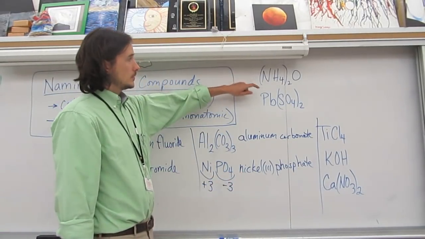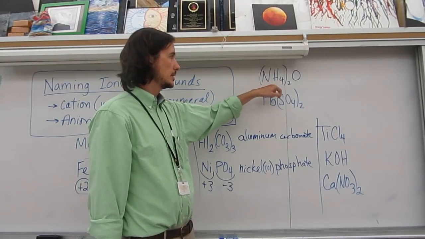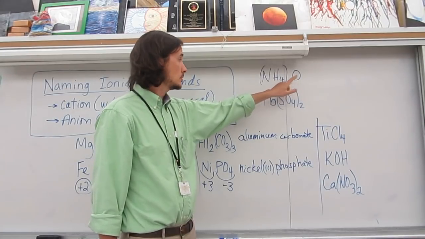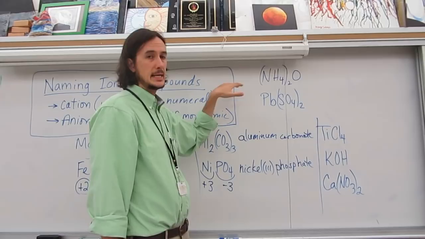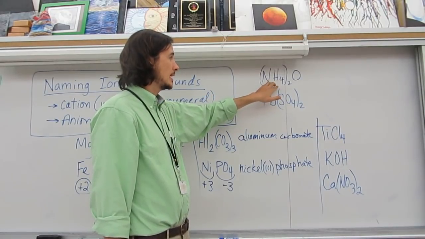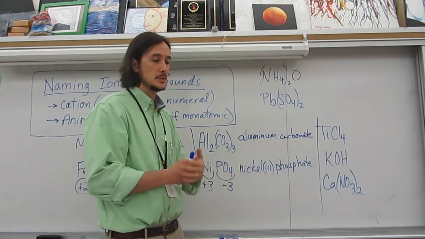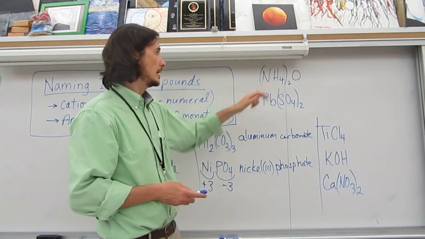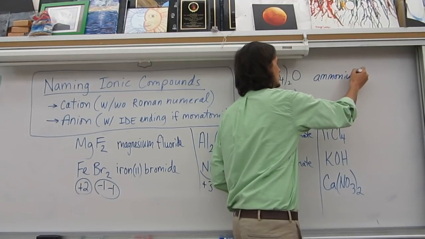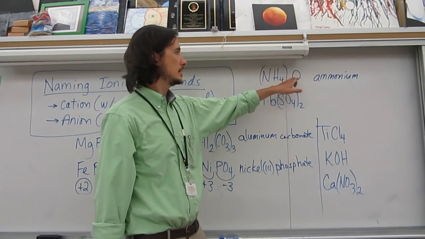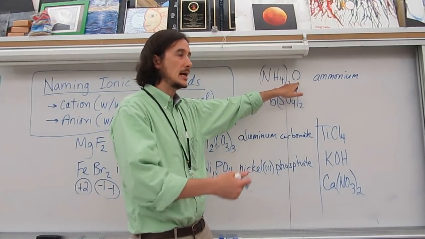All right, we keep going, and we notice, oh, we've got one. Nitrogen's a nonmetal, hydrogen's a nonmetal, and oxygen's a nonmetal. So this is one of those cases where you don't have a metal as the cation, you have a polyatomic ion. So NH4, we just name it. It's a polyatomic ion, you just write the name. And NH4 is ammonium. And then the anion is oxygen, which changes to oxide.